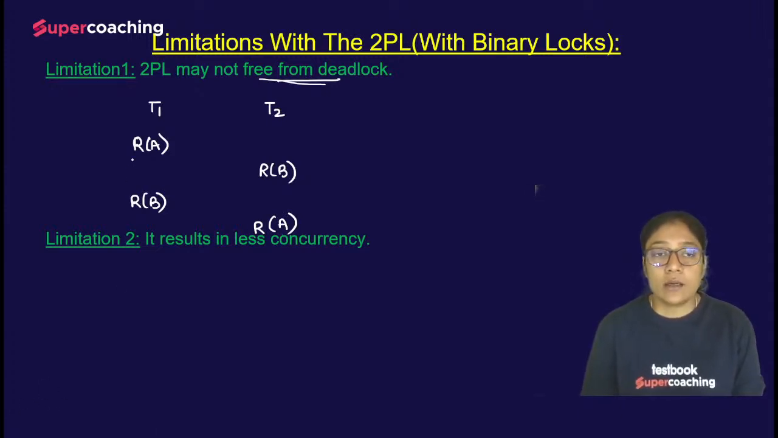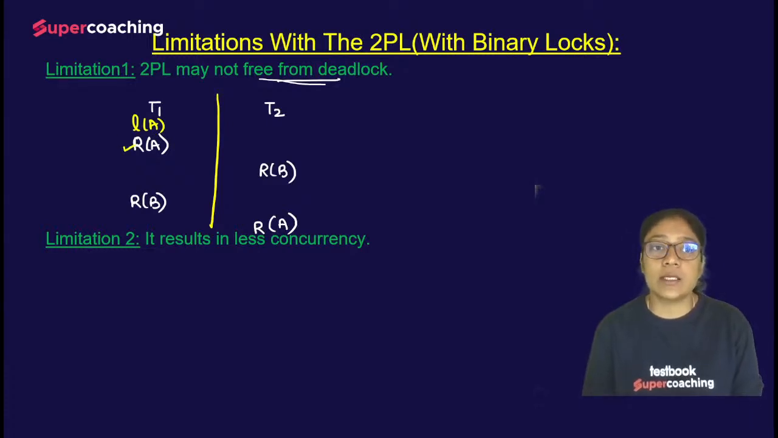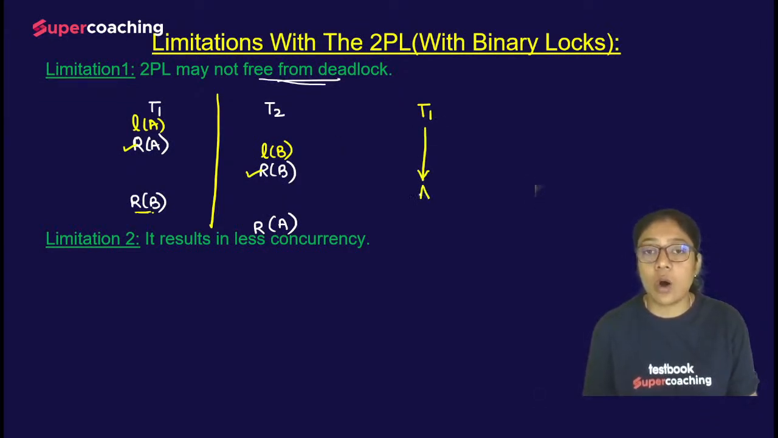T1 will start with its execution. T1 acquires a lock on data item A, got the lock, the operation executed. Next, T2 wants to acquire a lock on data item B. It gets a lock on data item B and executes its first operation. Now, T1 wants to put a lock on data item B. But data item B is acquired by T2. At present, T1 is having a lock on data item A and T2 has locked B.